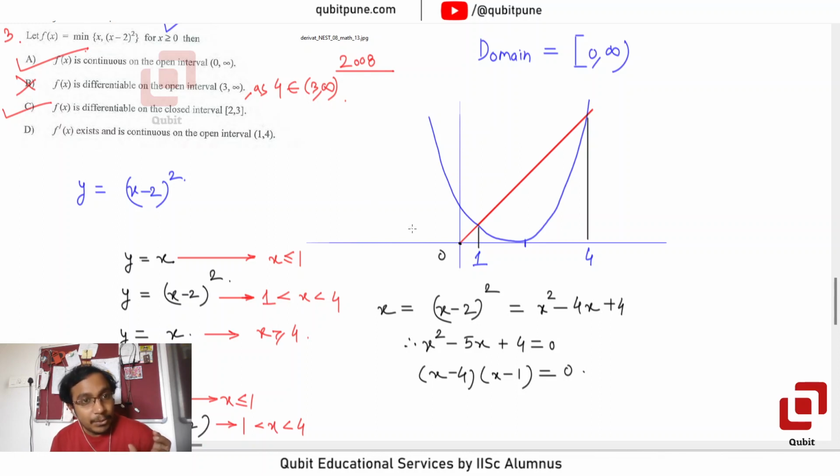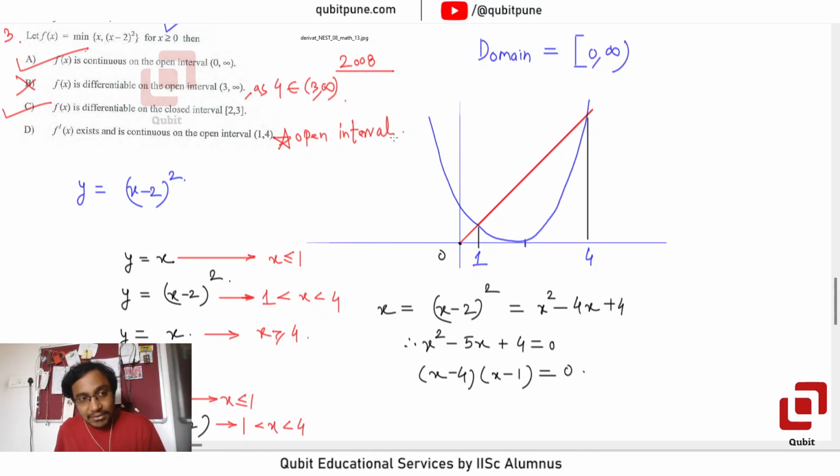Look, between 1 and 4, no matter what point you take, all of those points on the graph will be on the parabola, because 1 and 4 happen to be the points of intersection, and this is an open interval. If you see, what interval is that? It is an open interval, so you take any point, no matter how close you are to 1, but you should be right of 1, and same thing with 4, but to the left of 4.